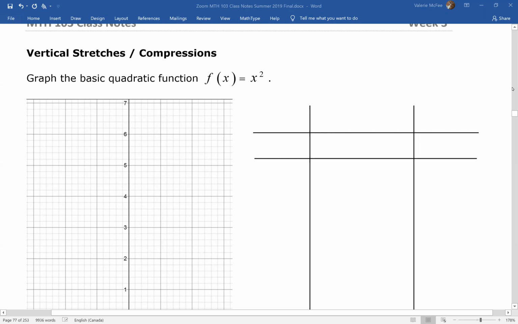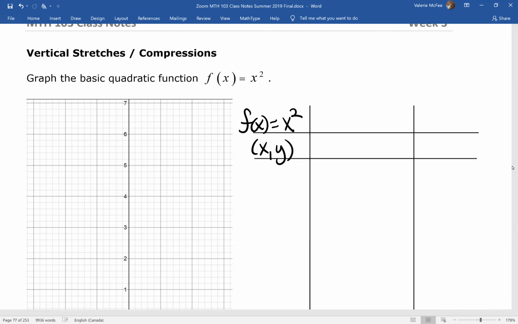We want to look now at vertical stretches and compressions. And again, we're going to use the quadratic function graph as our basic graph. So you have the points that you've memorized here, and this is going to give us our basic x and y.